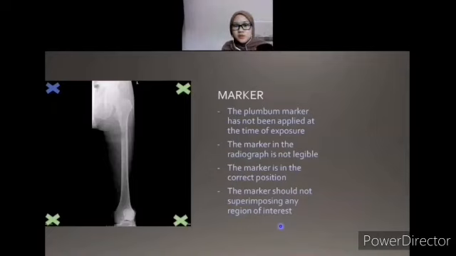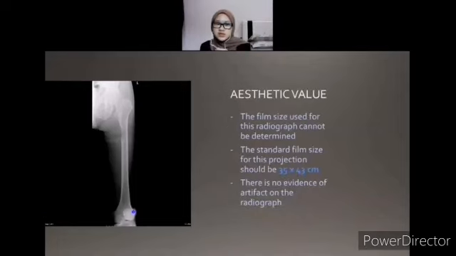For the marker, the plumber marker has not been applied at the time of exposure. The marker in the radiograph is not legible. The marker is in the correct position, and the marker should not superimpose any region of interest. For the aesthetic value, the film size used for this radiograph cannot be determined, and the standard film size for this projection should be 35-43 cm.